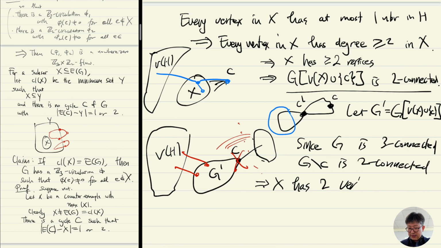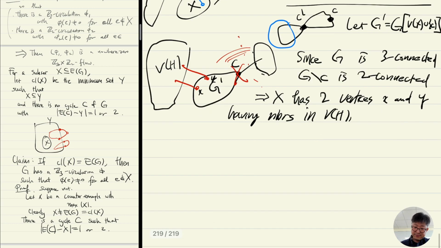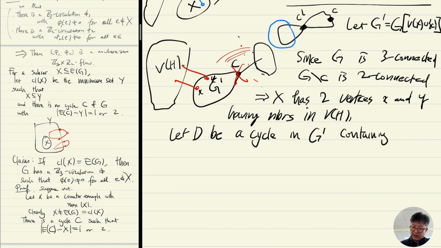So that means G delete C, so in other words X, has 2 vertices, X and Y, such that they have neighbors in V of H. Now let D be a cycle in G prime containing X and Y, because G prime is 2 connected, so for any 2 vertices you have a cycle containing them. Then that's what we wanted. So that's it.